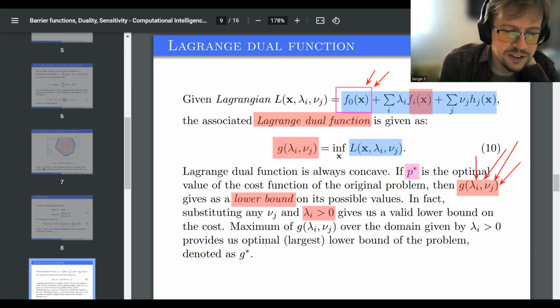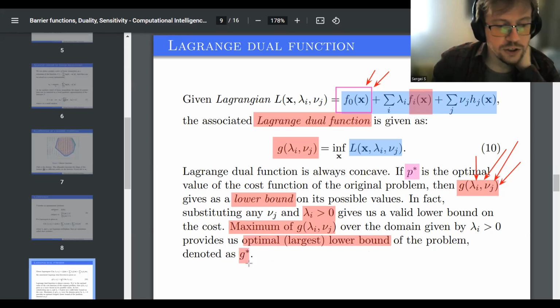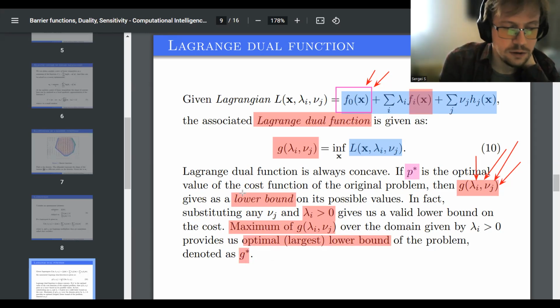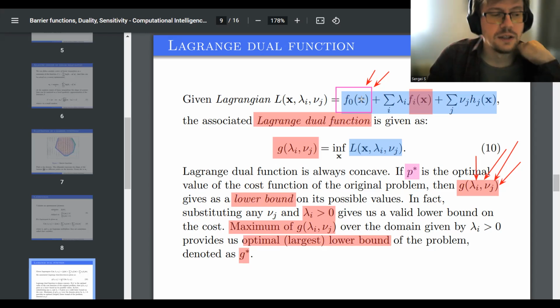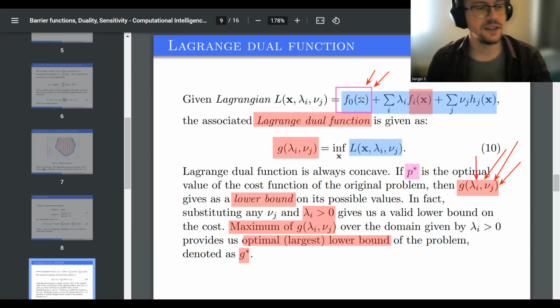So in fact, since it is concave, we can find the maximum of this function. And this maximum is called the optimal lower bound, and is denoted as G star. Okay. So we can find the optimal lower bound. Let's say that the optimal lower bound is 10. That means that this guy cannot be less than 10. But it also means we cannot find any other lower bound, like we can't find a lower bound that is larger than 10. 10 is as good a lower bound as we can get.